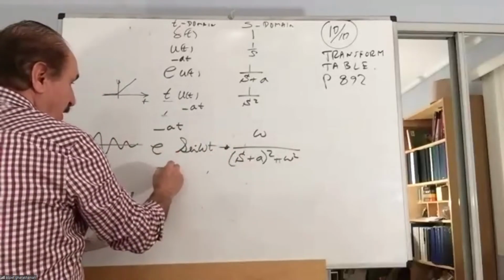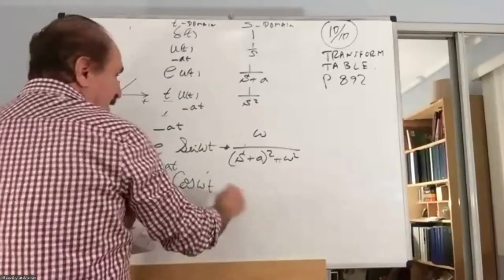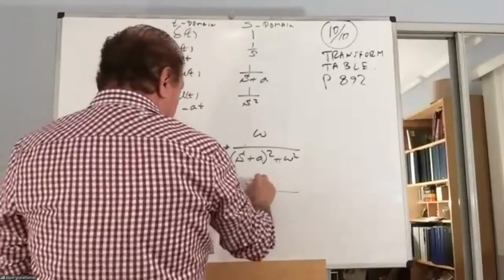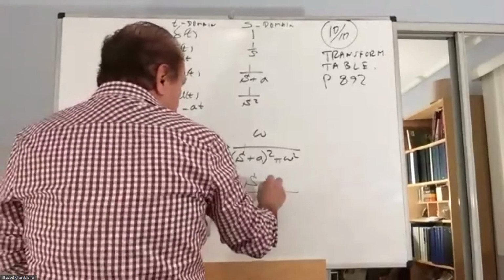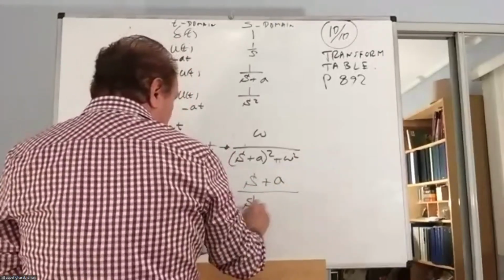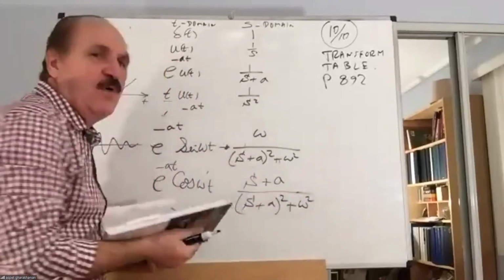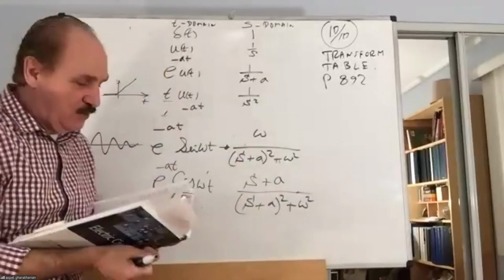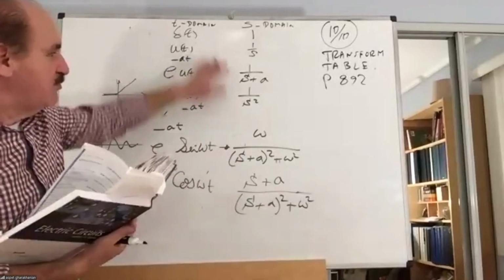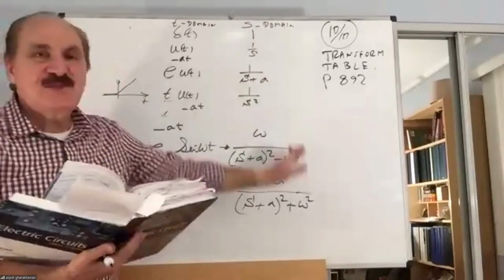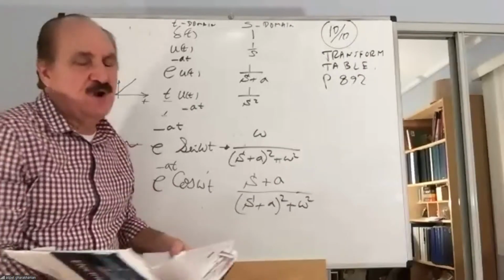If you have e to the power minus at cos omega t, the transform would be s plus a over s plus a squared plus omega squared. A couple of homework problems emphasize that, which we will go over. So these are the set of the most important functions and their transforms, which you should get used to when it comes to problem solving.